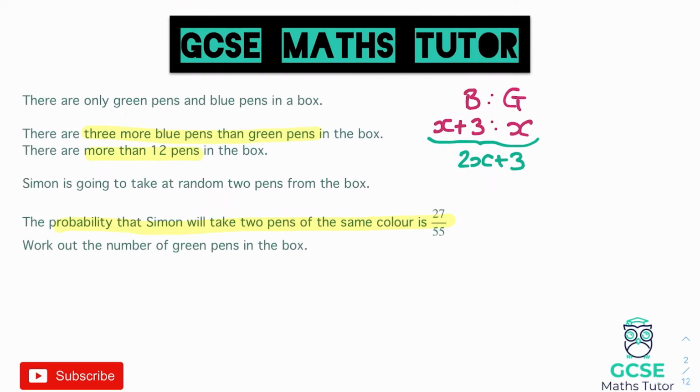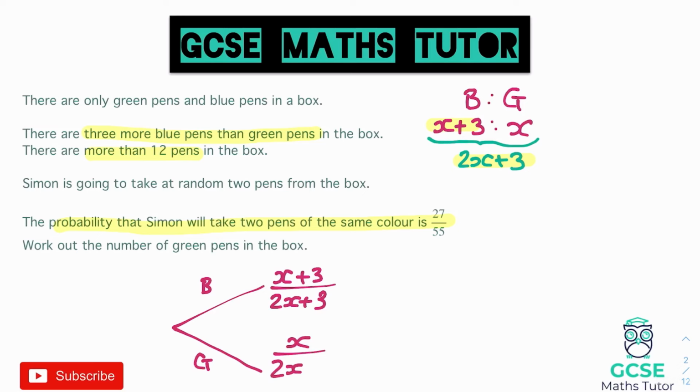So what we're going to do is create another probability tree again, but we are going to be looking at the probability that Simon will take 2 pens of the same colour, and that has actually been given to us as 27 over 55. So if we have a look at creating this, let's see how far we can get on this screen. We can have the probability of blue and the probability of green. So let's have blue going up and green going down. Now blue will be x plus 3 out of the 2x plus 3. So we can write that probability in, x plus 3 over 2x plus 3. And the probability of green there is going to be x over the 2x plus 3.